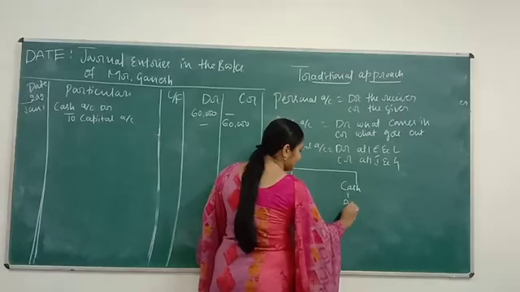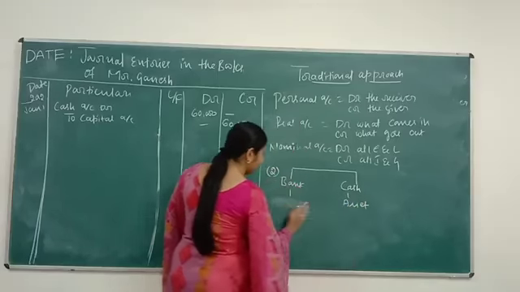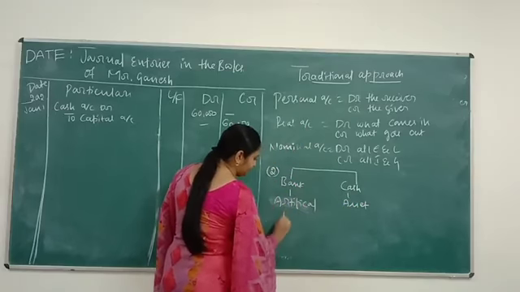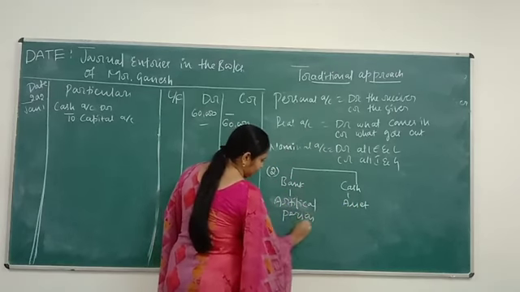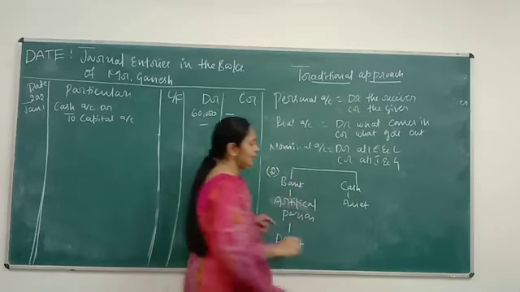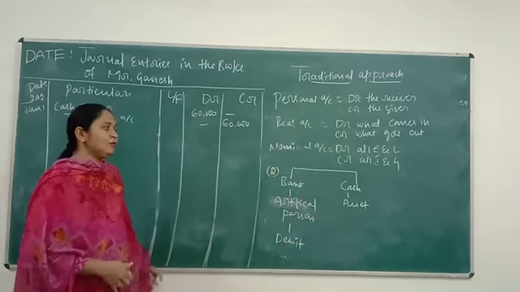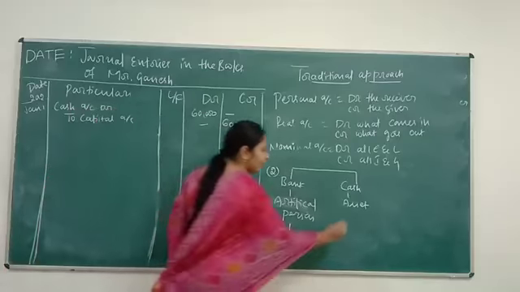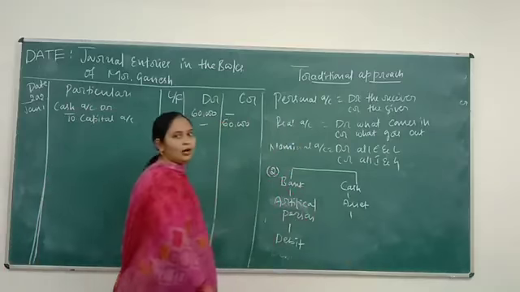Cash is an asset. Which account rule do I have to follow? Real account rule. What does real account say? Debit what comes in, credit what goes out.